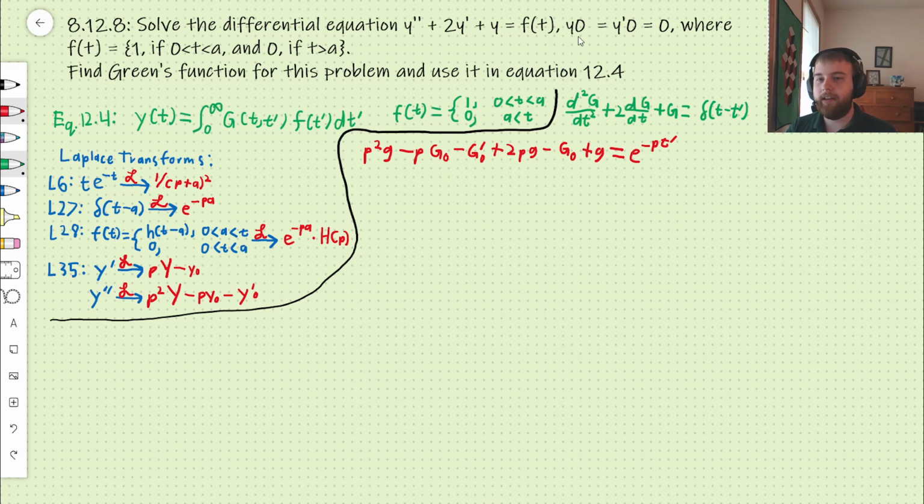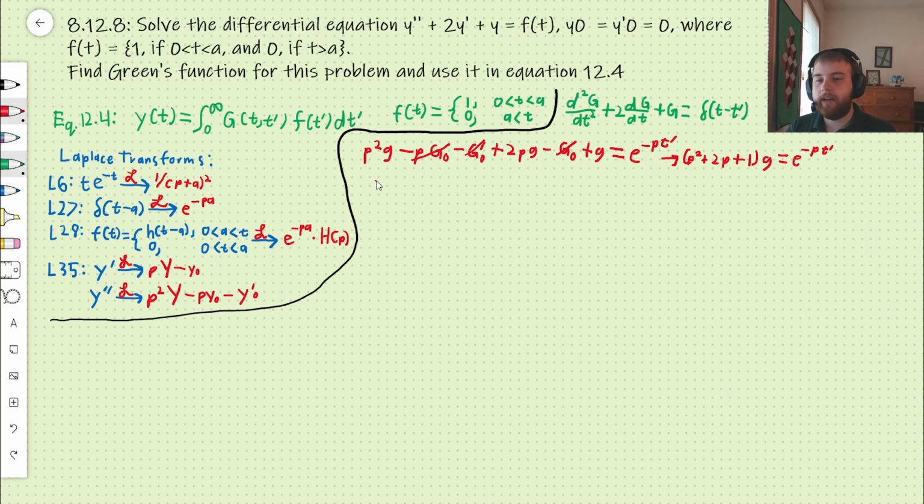Now, something that makes this easier is our initial conditions here. Our initial conditions are 0. So we can cross this out, cross that out, and cross that out. To rewrite this, we then have p squared minus 2p plus 2p plus 1 times our Laplace transformed Green's function equals e to the negative p t prime.